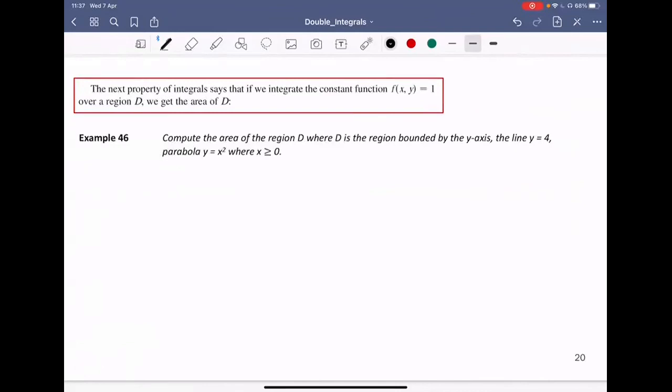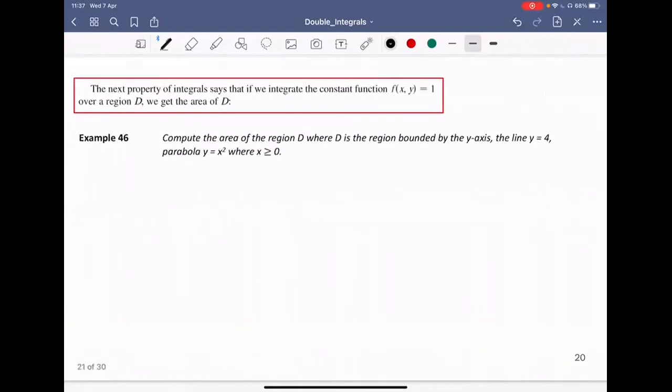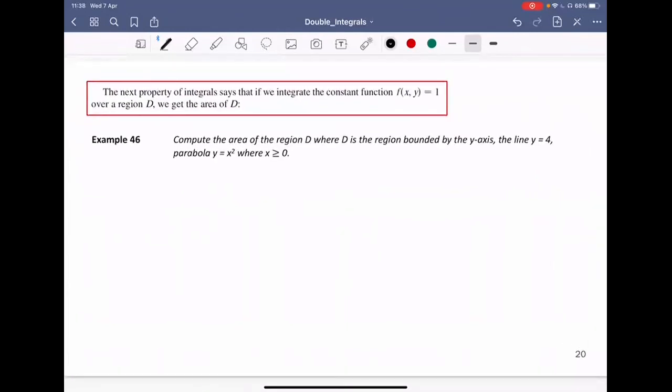So let's try to do the one that you, this is the area, huh? Okay, let's do this one. All right, so let's do the last one for today, example 46. And then we stop and then we come back after some grant, okay? Example 46 here. I want you to compute the area of the region D, where the region D is the region bounded by the y-axis, the line y equal to 4 and parabola y equal to x squared, where x is greater than or equal to 0.